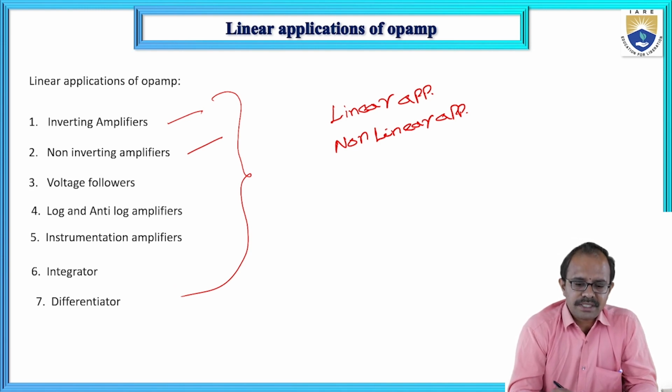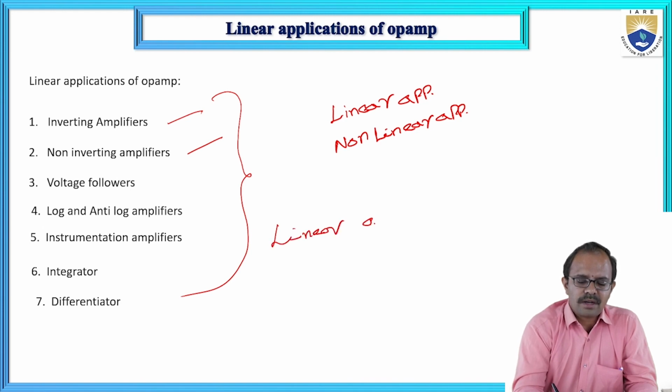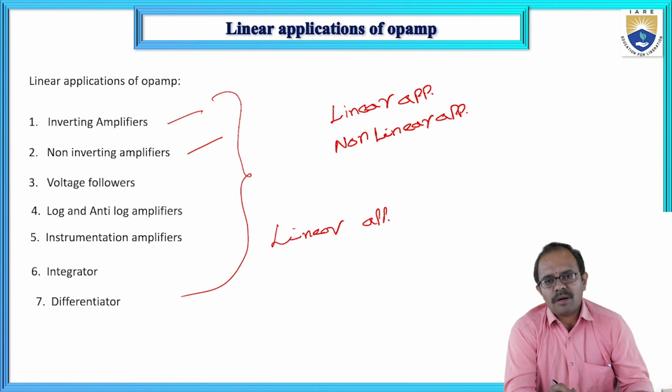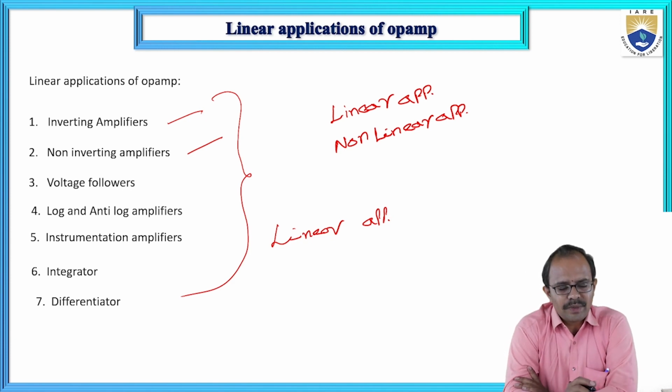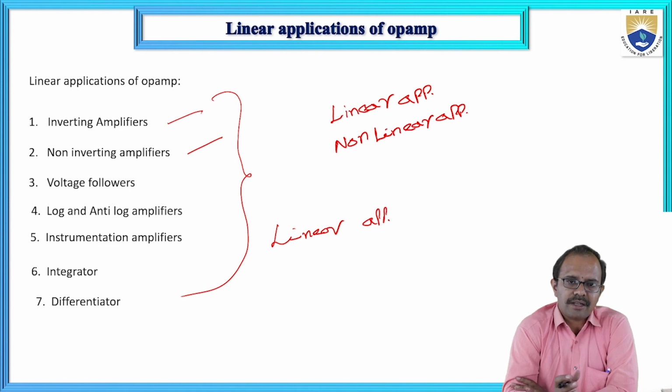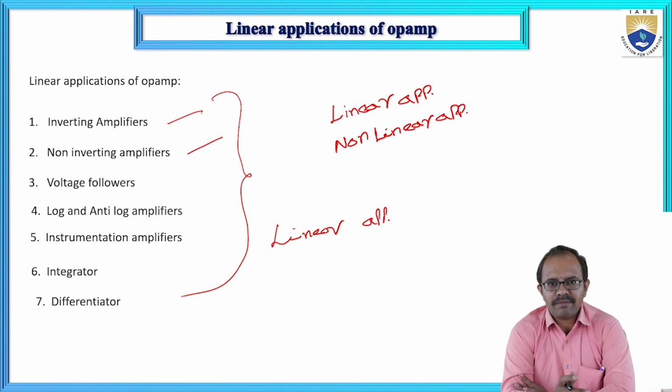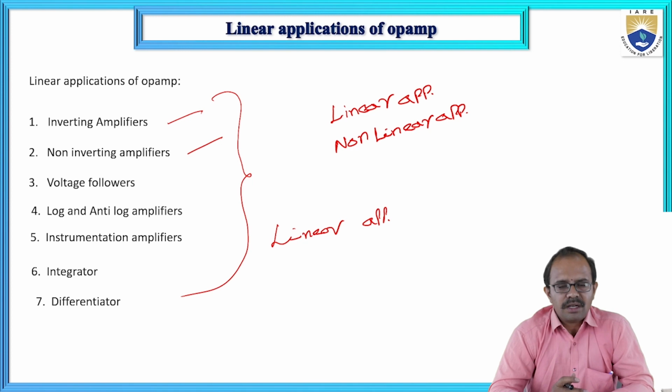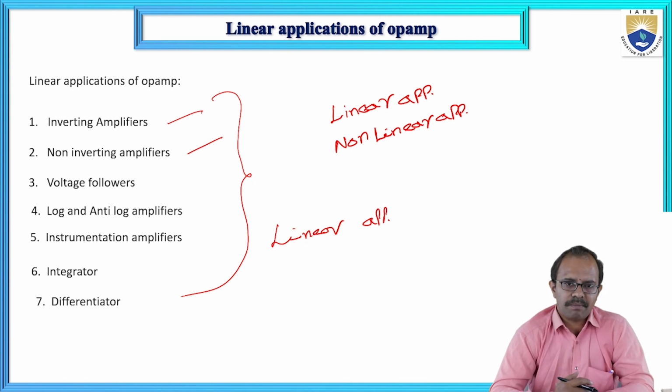What type of applications are they? They are going to be the linear applications. They are called linear applications of operational amplifiers. You will see why they are called linear and what are non-linear applications. By the time when we conclude non-linear applications of operational amplifiers, you will get a clear picture.